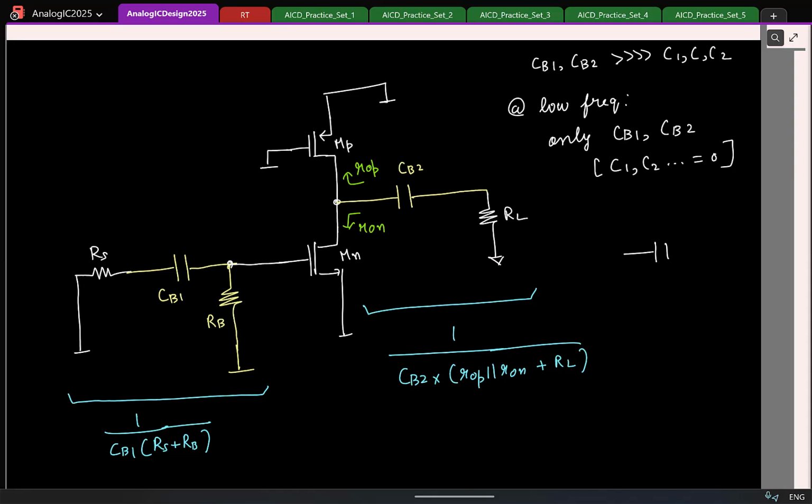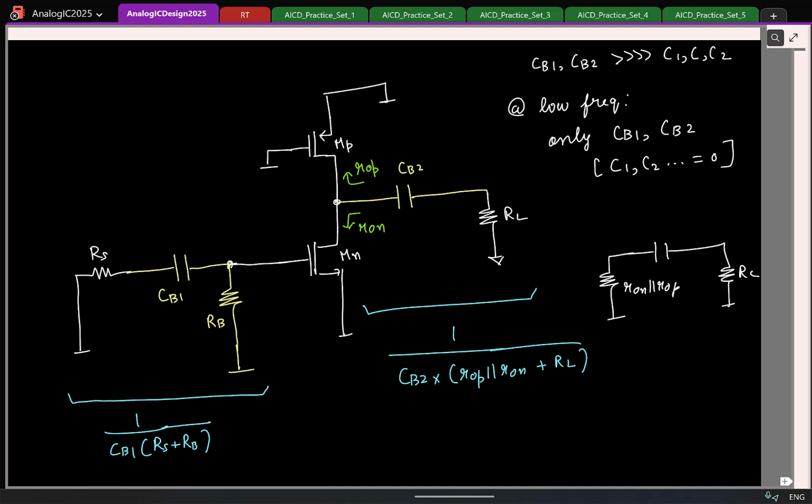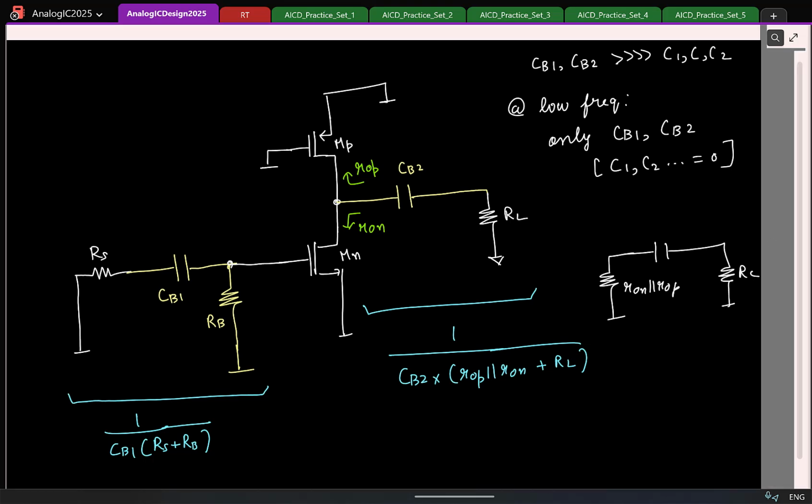So basically, I have CB2. On the right side, I have RL. Left side, I have the parallel combination of. So this is what I have, and this. And as you see, CB is going to be very large, so these will be at very low frequencies. So that's the pole. Let's look at the 0. But any confusions on how we got these? The resistance seen by CB1, CB2.